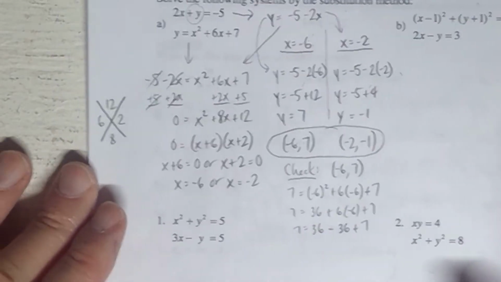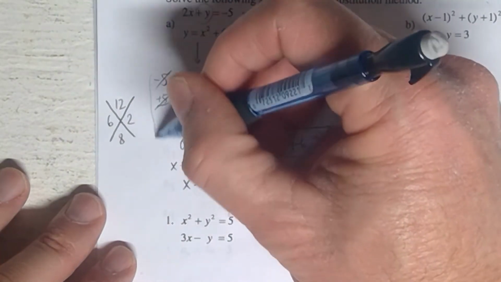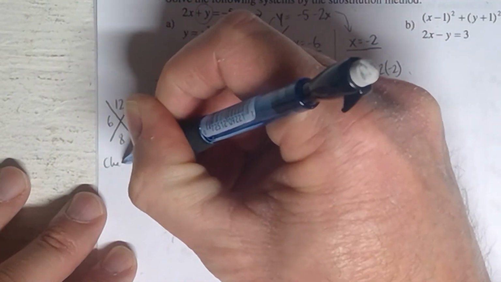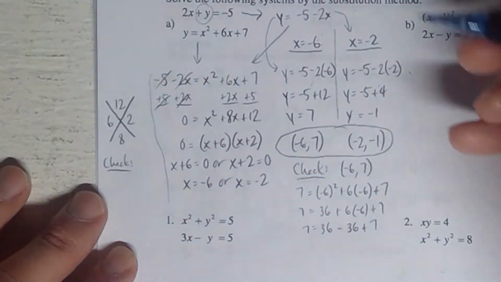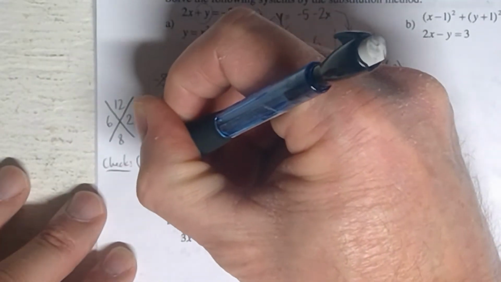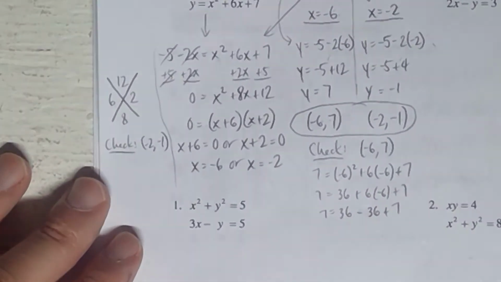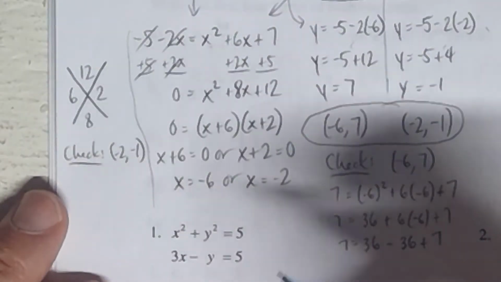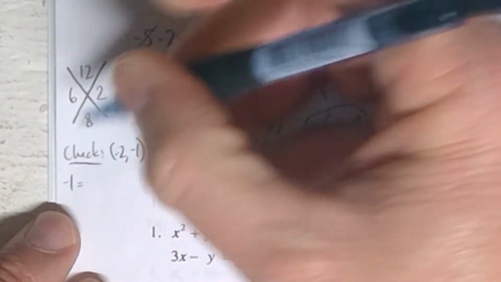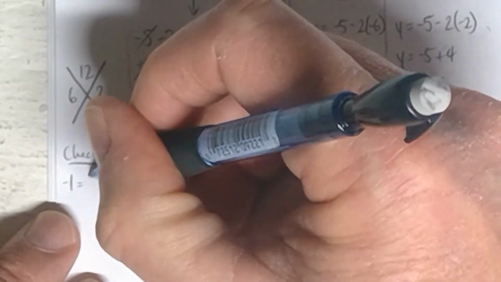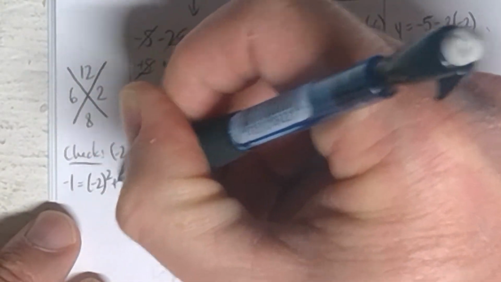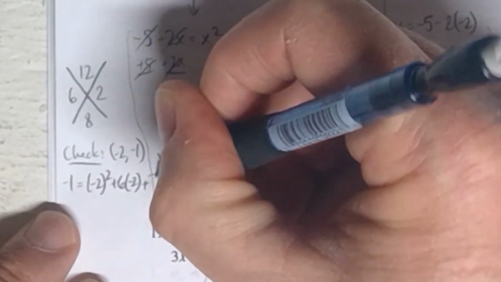How about checking the other one, though? If I check the other one, which was -2, -1. If I check that one in that same equation, we get what? We get -1 for y, and we get -2 squared plus 6 times -2 plus 7.